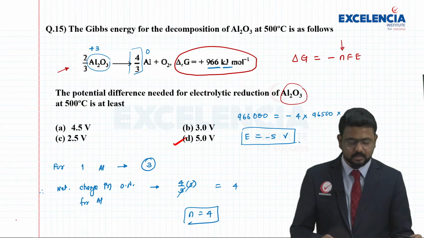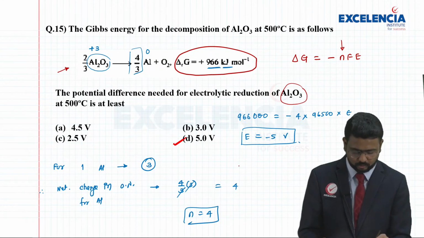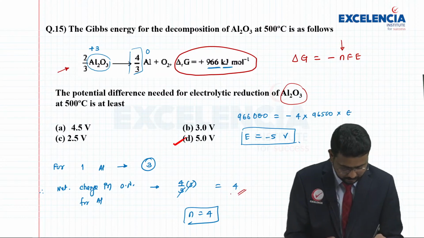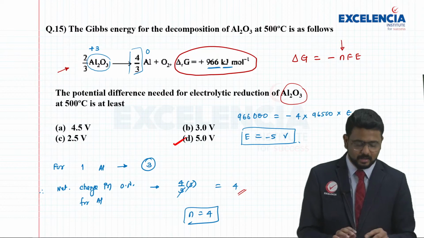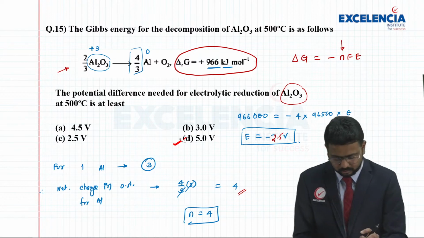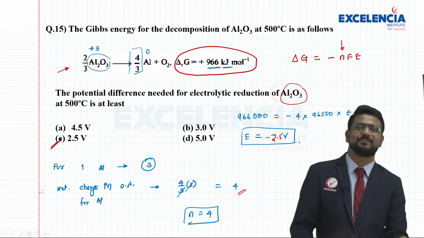Now here I hope you got the clear understanding. So here 4 by 3 times 3, right? So your n value is coming out to be 4 here. Now I'm sorry, my bad, here if n value is 4, okay, so your E value should come out to be 2.5. Okay, it will come out to be 2.5. So your answer here should be option C, okay.